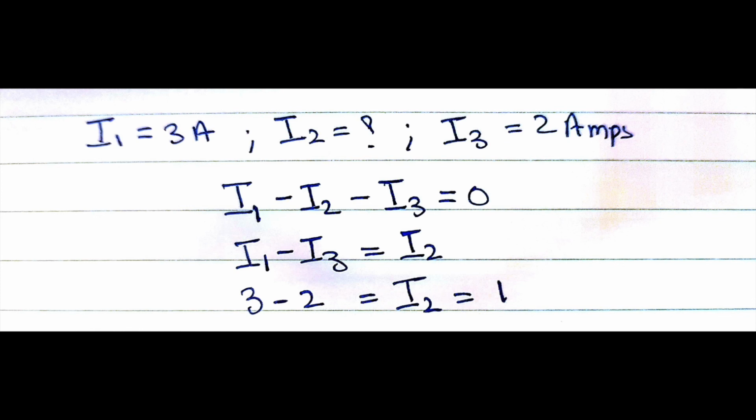If the current is passing into the node, then it's positive, and if the current is passing out of the node, then it's negative. So for that reason, we have I1 minus I2 minus I3 equals 0, and we found out I2 equals 1.